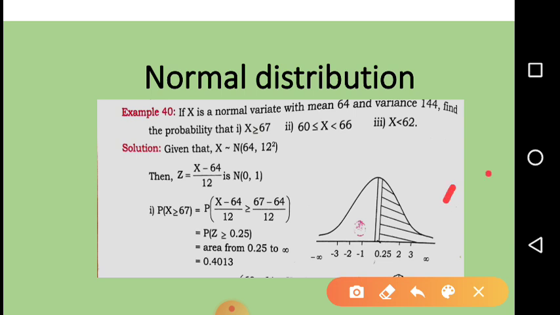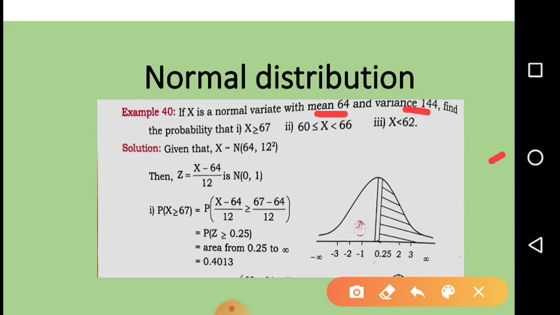So as you see, the question will be given like this. If x is a normal variate with the mean 64 and variance 144, find the probability that x is greater than 67, x is in between 60 and 66, and x is less than 62. So, three conditions are there. First of all, what they have given in the question: mean is 64 and variance they have given as 144.